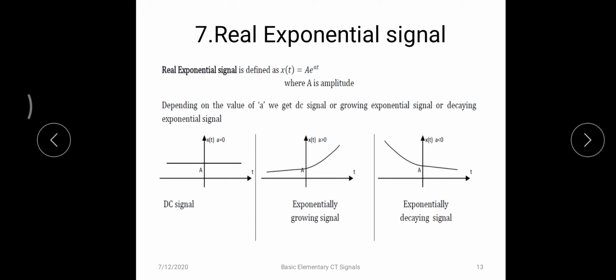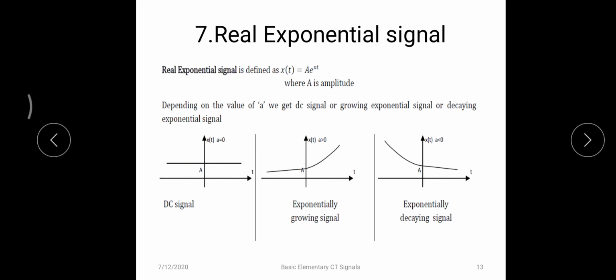Let us consider small a equal to 0. Then x of t becomes capital A into e power 0, and e power 0 is nothing but 1. So x of t is equal to A, which is nothing but a DC signal. It is constant for the entire time. Irrespective of time, your function is constant. So that is your first one.